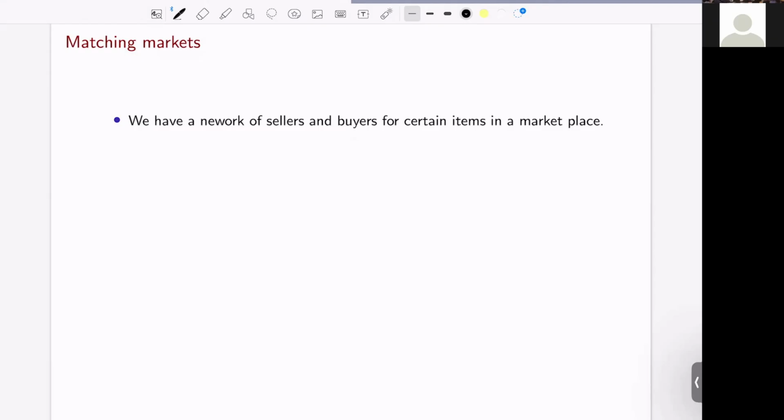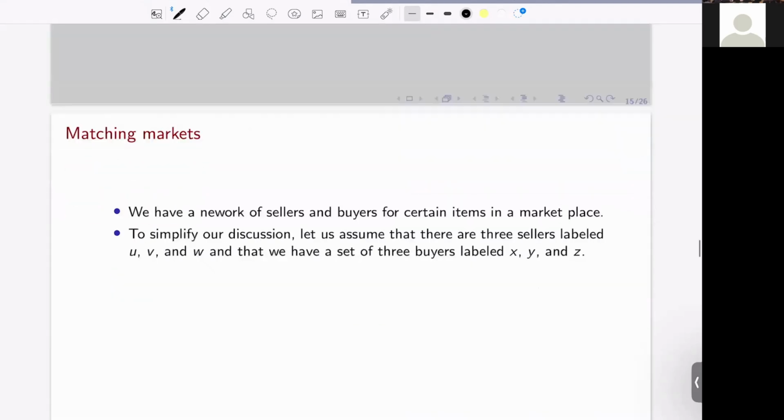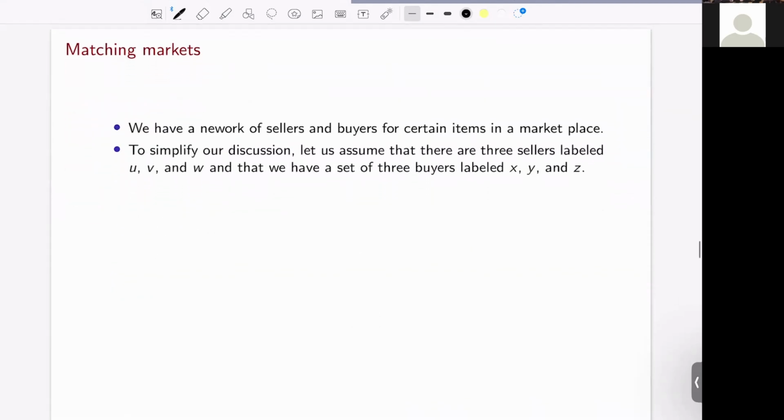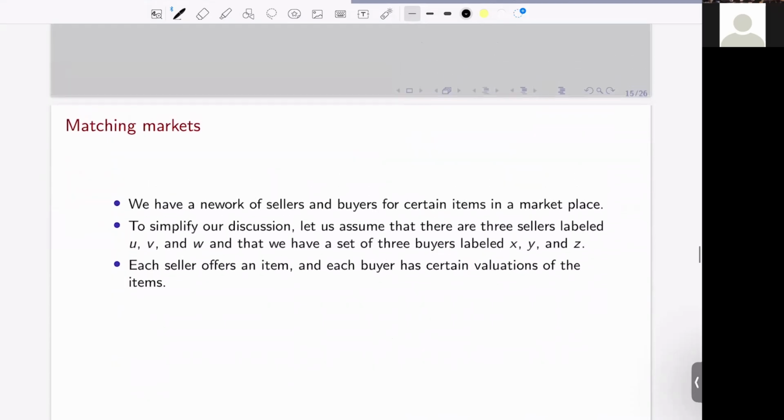I guess MBA students were interested in modeling their business problems using graph theory, and this is one typical example. So what is the problem? We have a set of buyers and sellers in a marketplace. From now on, we're going to focus on the case of 3 buyers and 3 sellers, just to simplify our discussion.